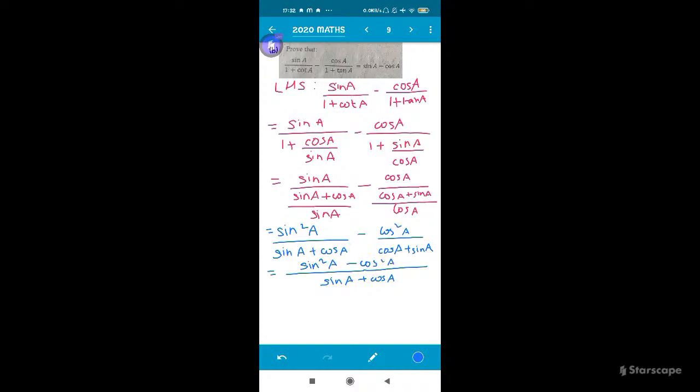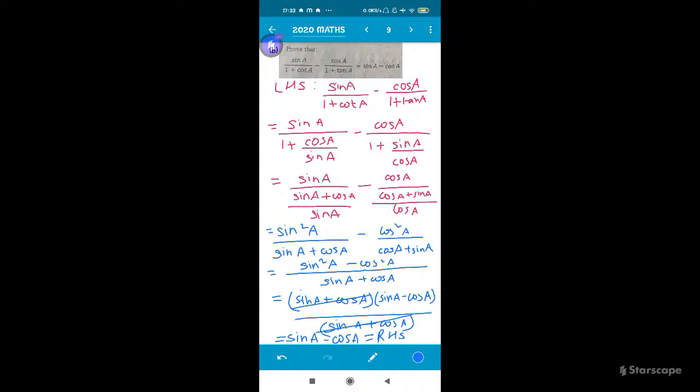So in the numerator we see that it is of the identity a square minus b square form. So we can write it as a plus b into a minus b. That means sine A plus cos A into sine A minus cos A divided by sine A plus cos A. So now we can cancel these two things and we are left with sine A minus cos A, which was the RHS, and hence we have proved it.